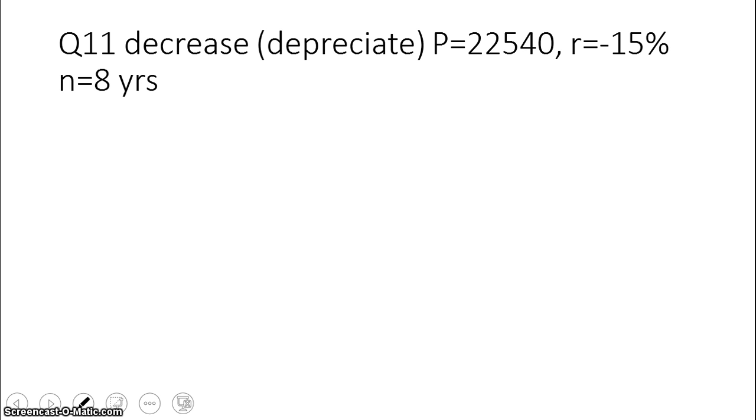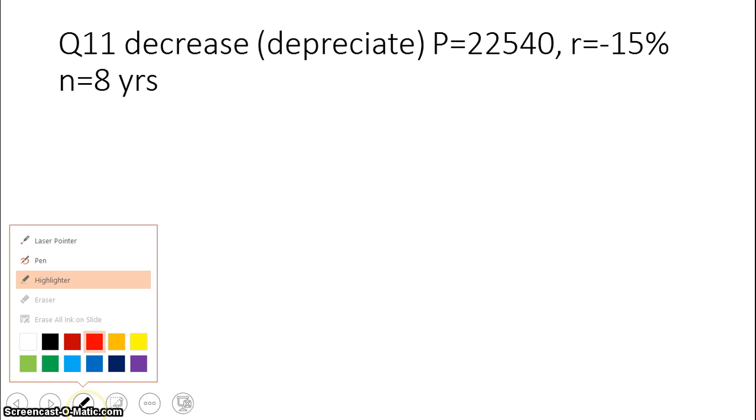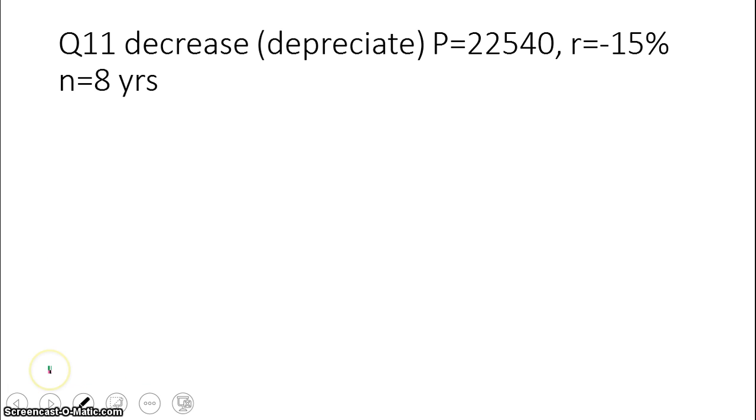Question 11 is another depreciation one. It's a bit of a different one. It's actually talking about population and the decrease in population. Really good one for Broken Hill, actually. But let's have a look. So I've already labelled it as minus 15%. So we're going to do it exactly the same way.